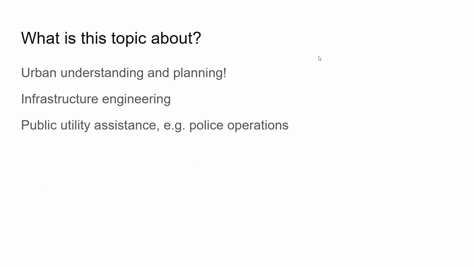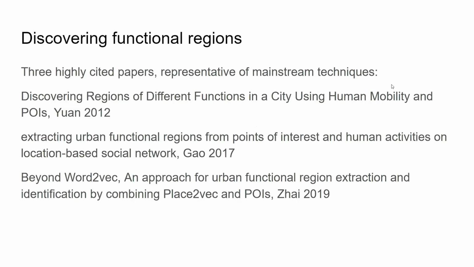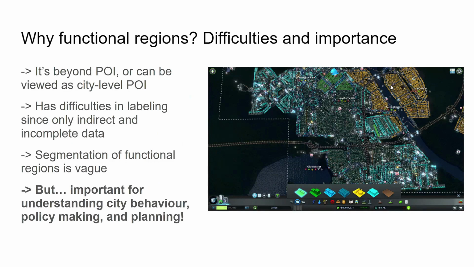This topic is about planning from the macro perspective, such as urban understanding and planning, to some operational aspects like infrastructure, engineering, and public utility operations. Now it comes to the topic of discovering functional regions of a city. We're going to present 3 highly cited and representative papers in this field. This topic has some difficulties, such as difficulties in collecting POIs and vagueness of segmentation, but it is indeed useful for fields such as public operation and infrastructure planning.